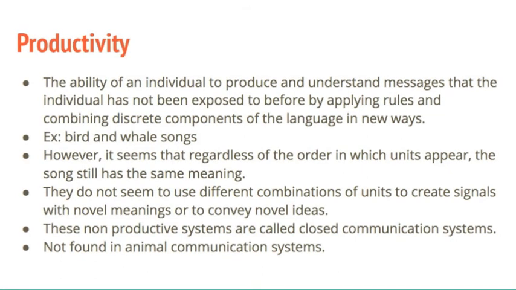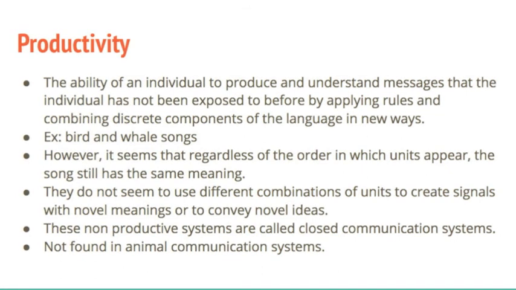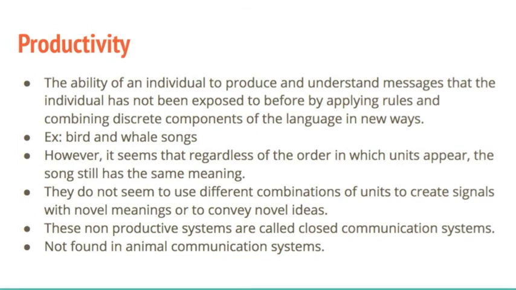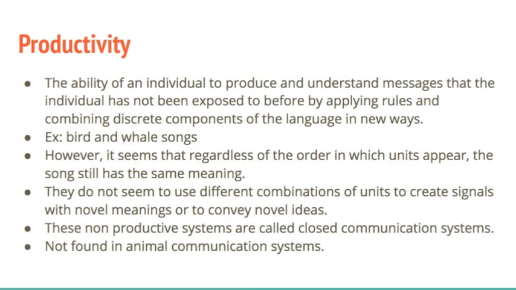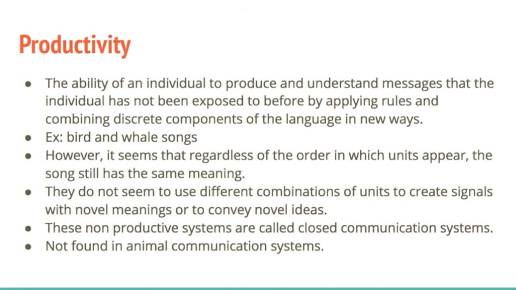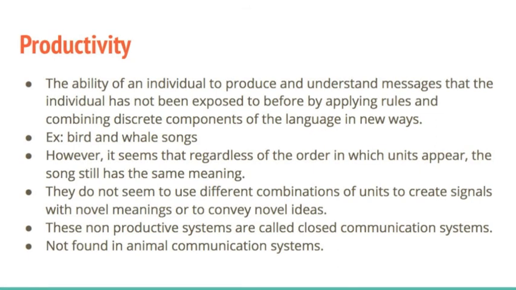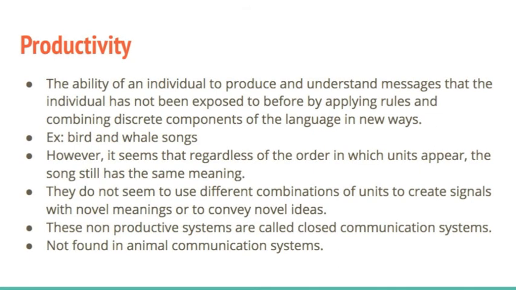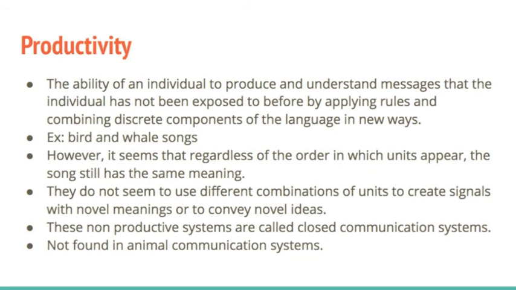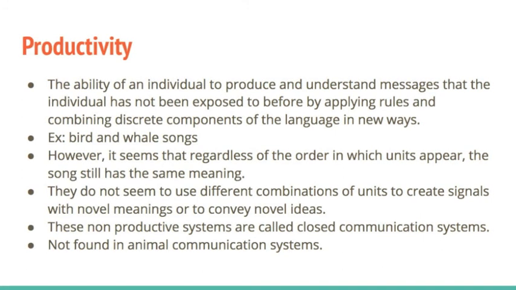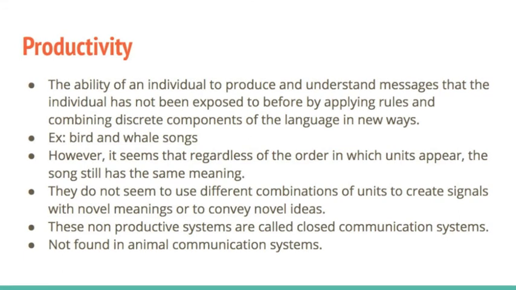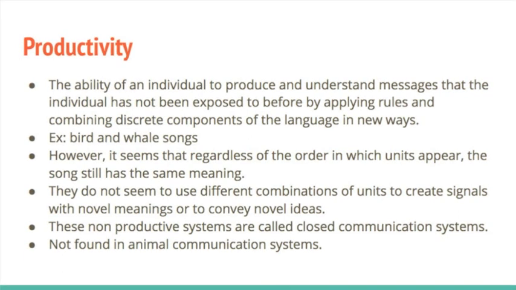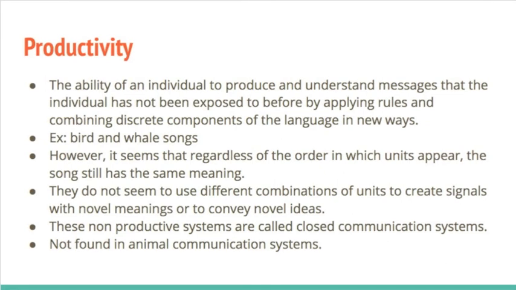There are certain species that portray limited degrees of productivity, but none are able to form new and different combinations to elicit new meanings. For example, some species of birds and whales have songs composed of different units that are combined in various ways. However, regardless of the order in which they appear, the songs have the same meaning. The inability to use different combinations to create signals with novel meanings proves why animals lack this design feature through the ways in which they communicate.